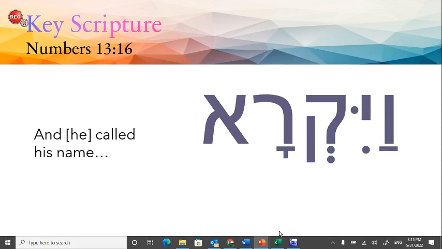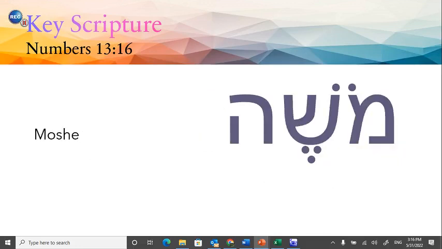This is not how we understand grammar in English, but it is how we understand grammar in Hebrew. So the question becomes, who is calling whose name? And this verse tells us whose name is being called, right? So we have Ve'ikra Moshe. Moshe is the one who is calling this person's name.